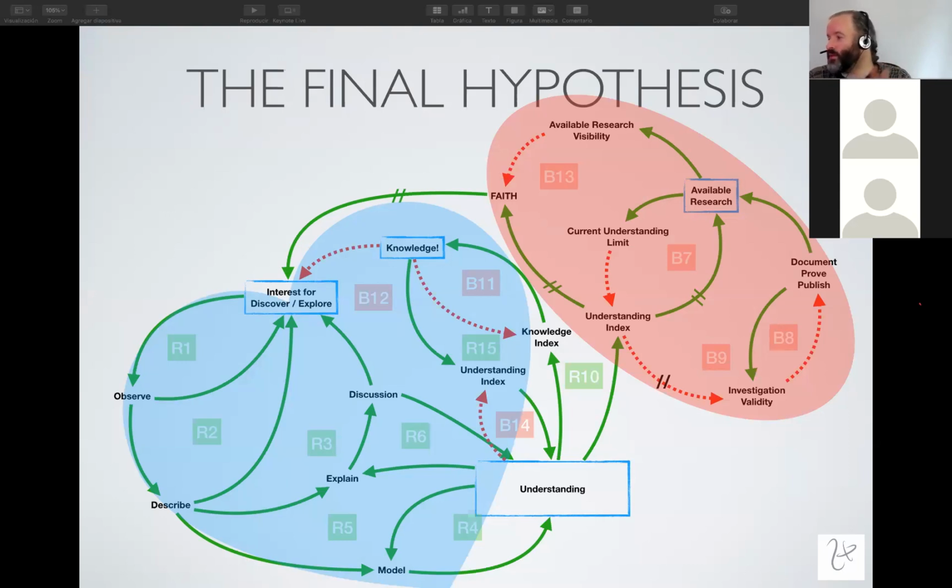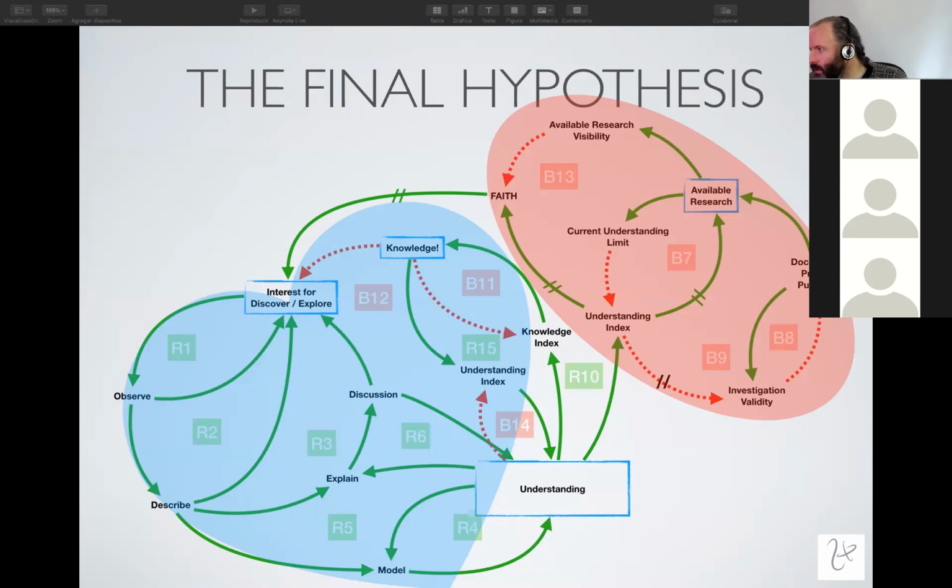So where would you put faith on this? Okay. The thing is, B13. Yeah, the red arrow in B13 goes to faith. Yeah, there it is. Okay. Good. I was looking all over to find it, and for some reason my eye went right over it. Okay, that makes sense. Great.